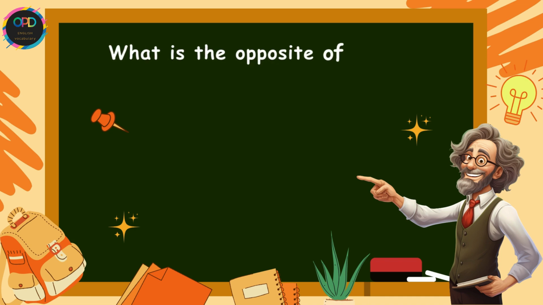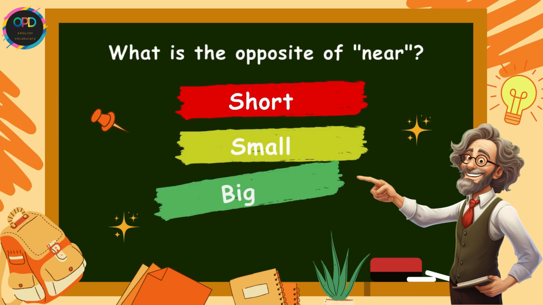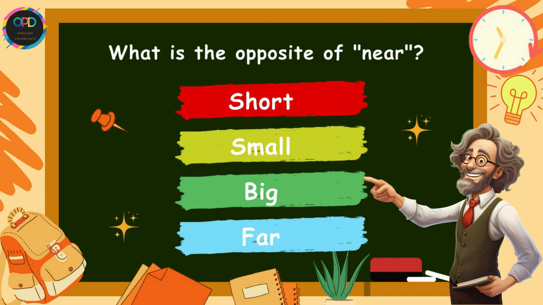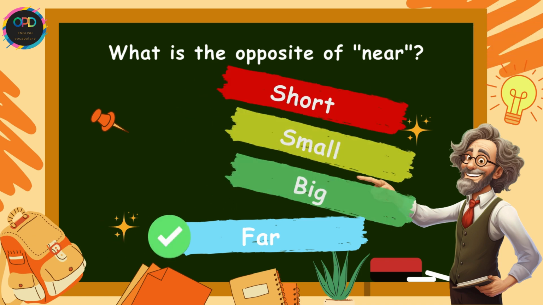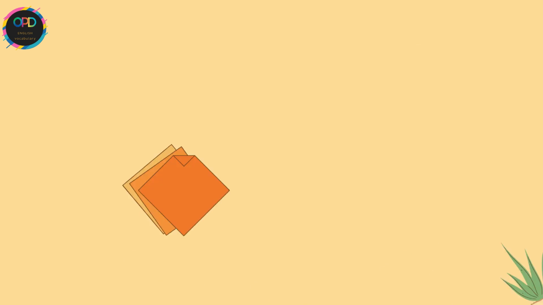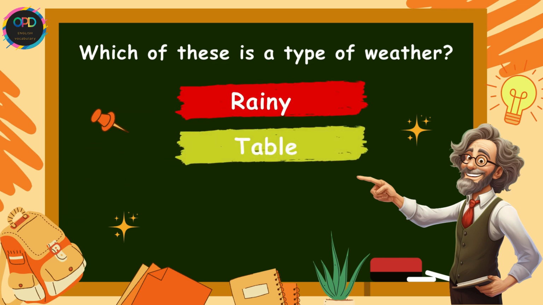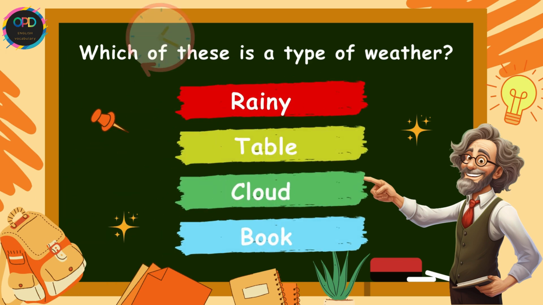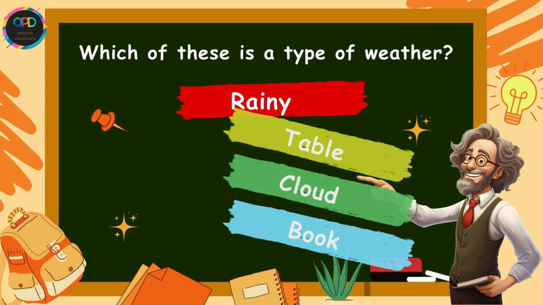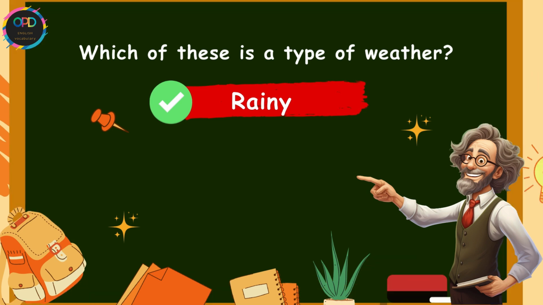What is the opposite of near? Far. Which of these is a type of weather? Rainy.